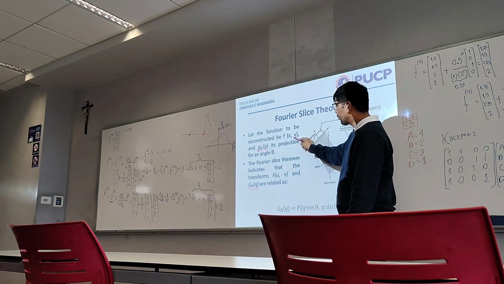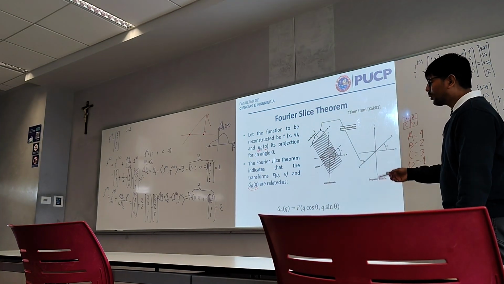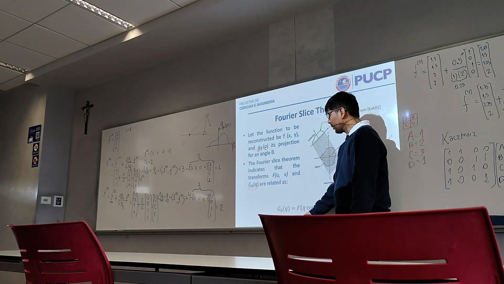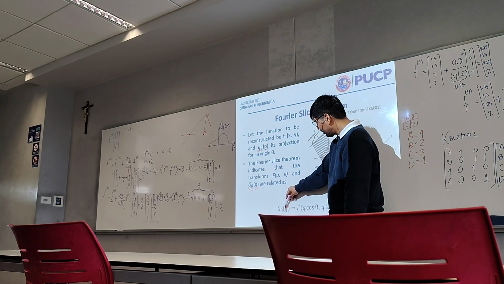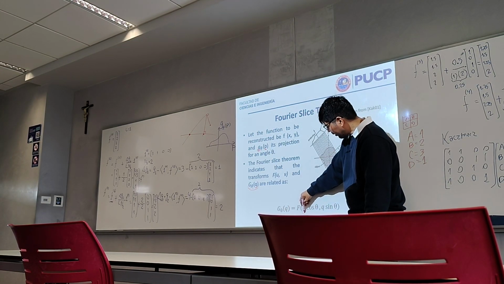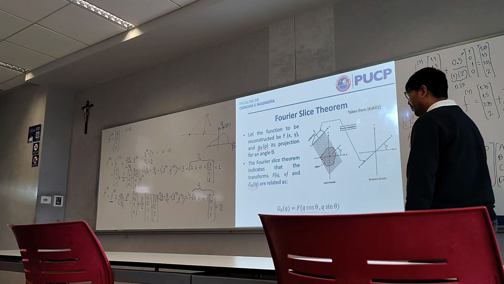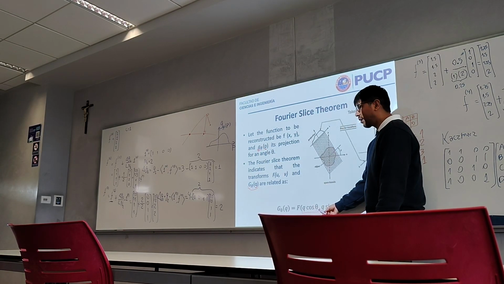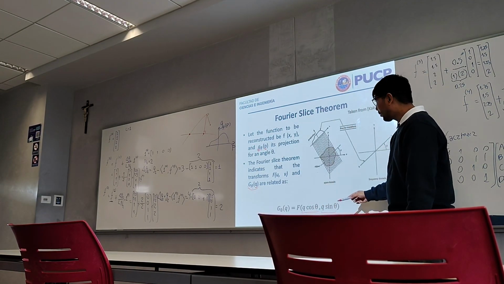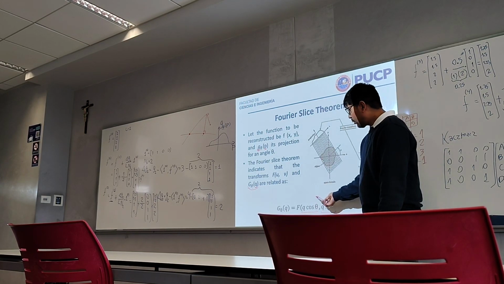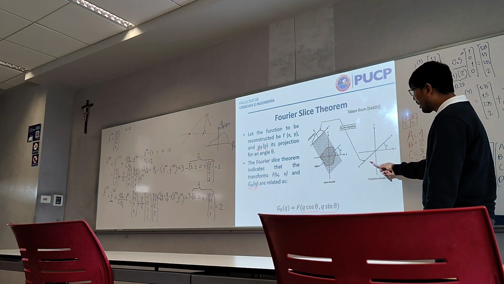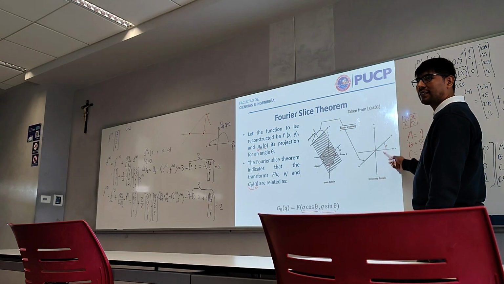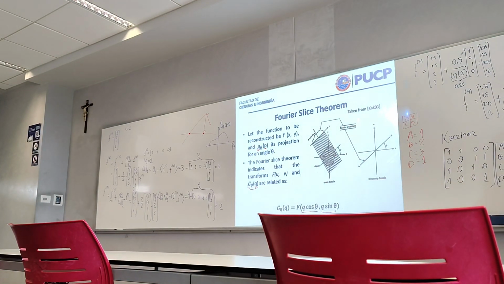The 2D Fourier transform of f(x,y) is F(u,v). So which samples of F(u,v) can we obtain using G(q, theta)? The samples that we can obtain are the ones with this property: u is q cosine theta and v is q sine theta. In other words, v divided by u is the tangent of theta. So the samples will be across this line that represents the tangent of theta.